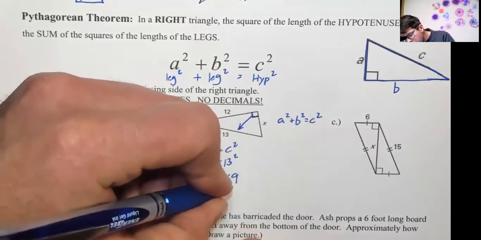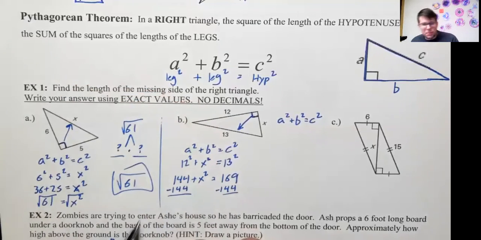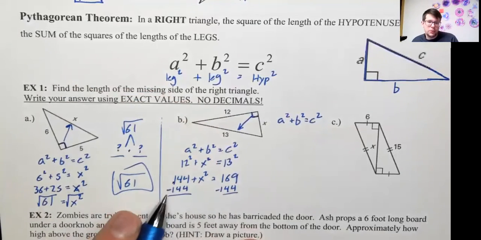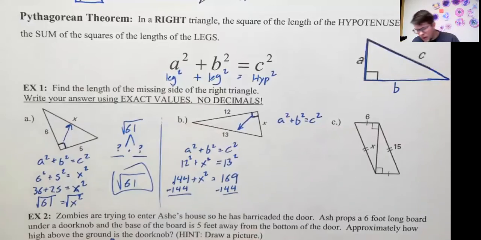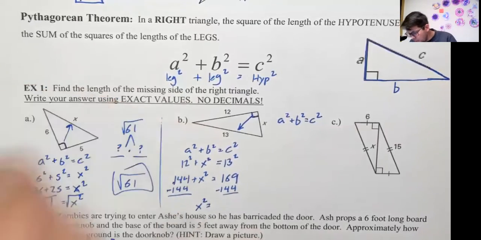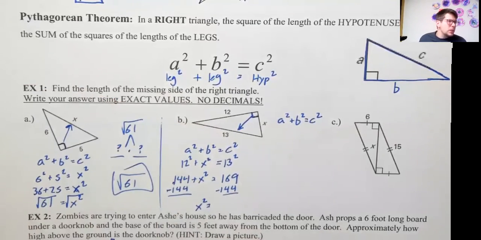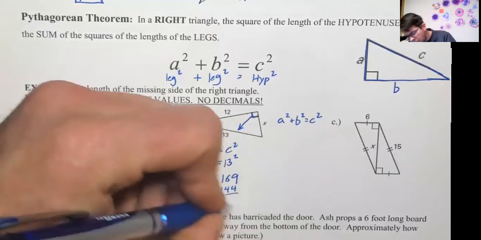The next thing that we need to do is get our x by itself. So I'm going to use some opposite operations. That's currently a positive 144, so I'm going to subtract from both sides. And that's going to give me my x squared by itself. On the other side of our equal sign, we are going to end up with a much smaller value, which is going to be 25.